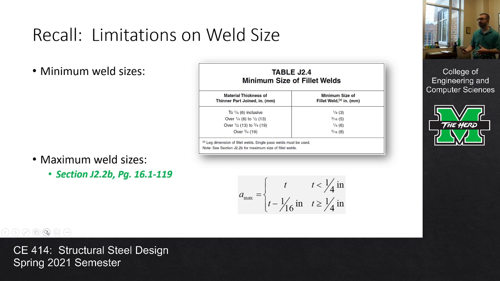But as for the minimum weld size, we look it up. As for the maximum weld size, it's either the thickness of the plate or the thickness minus a 16th. And you know, we're just going off of the weld geometry. So it's that thickness in question where we're building up that fillet weld. Okay, any questions on this before we start talking about design?